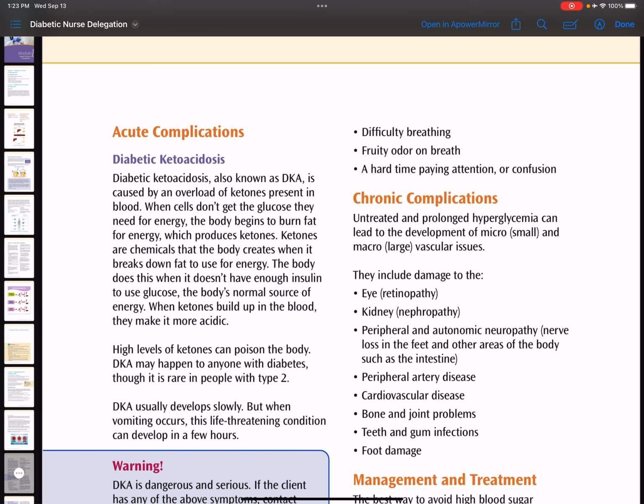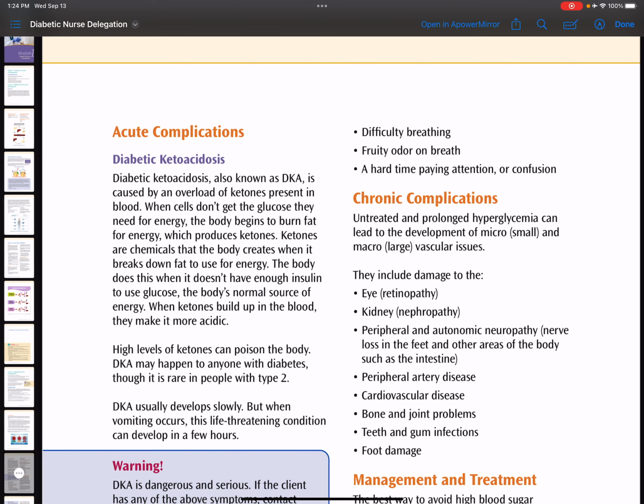The chronic complications can happen when untreated or prolonged hyperglycemia can lead to the development of micro and macrovascular issues. When the vessels are affected, many things can happen. When it comes to the eye, it is retinopathy. When it comes to the kidney, nephropathy, peripheral artery disease, cardiovascular disease, bone and joint problems, teeth and gum infections, foot damage, and more.